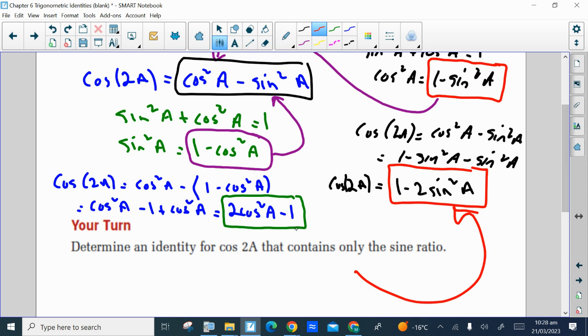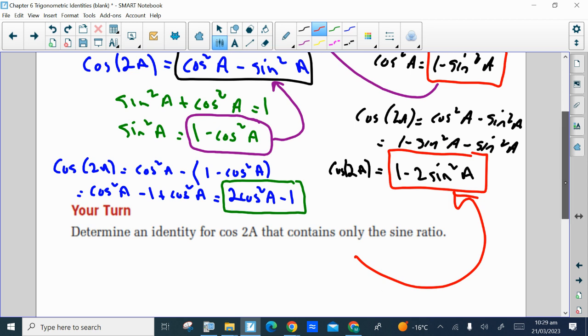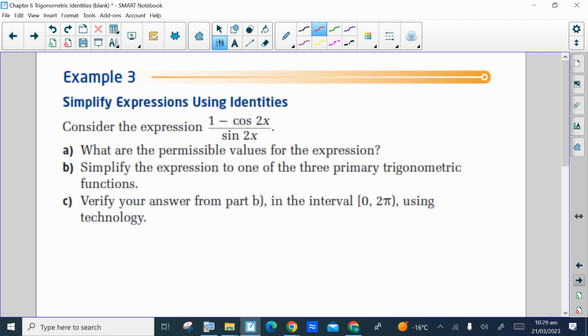One of them only involves cosine, that's 2 cos squared a minus 1. And one of them only involves sine, that's 1 minus 2 sine squared a. All three are on the formula sheet, so again, you don't have to memorize them. But you can use them to simplify expressions, and that's what we're doing here. You've got an expression that involves both cos 2x and sine 2x. The first thing it asks us to do is to state the non-permissible values.